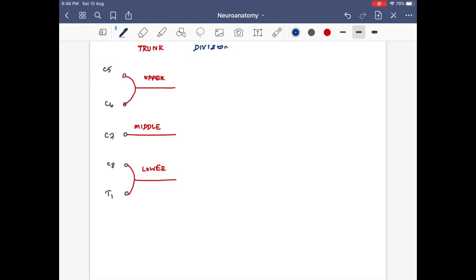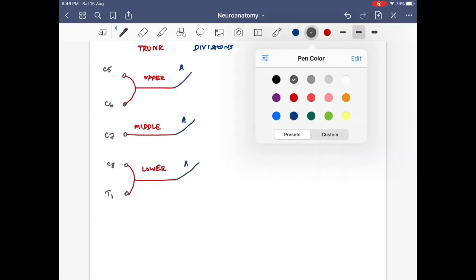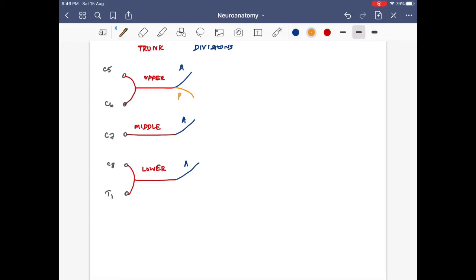So the divisions are anterior and posterior divisions. So each of them divides into anterior and posterior. I'm drawing all the anterior in blue color. So all these are anterior divisions, and I'm drawing the posterior divisions in orange. So all these are the posterior divisions.